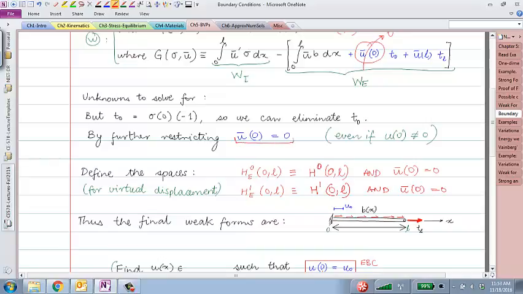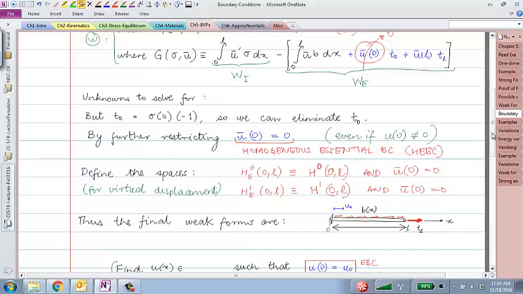So this condition is called homogeneous essential boundary condition, which I will use the short form HEBC. So again there are lots of short forms floating around. EBC was essential boundary condition, NBC was natural boundary condition, and now I have an HEBC, which stands for homogeneous essential boundary condition. Why homogeneous? Because we are saying that this has to be 0 even if the real displacement is non-zero.